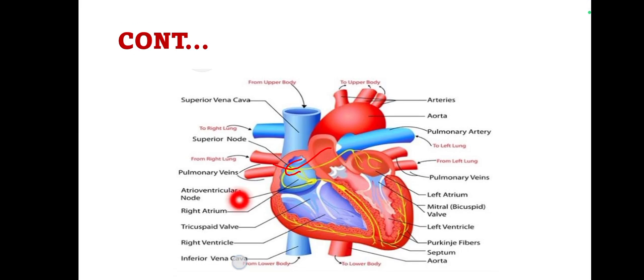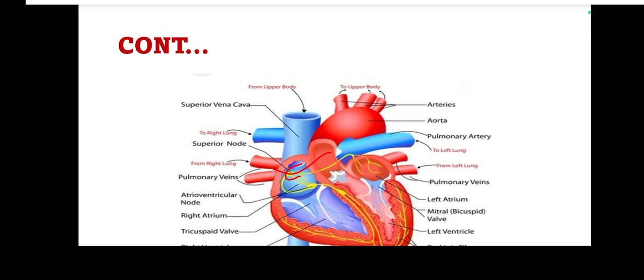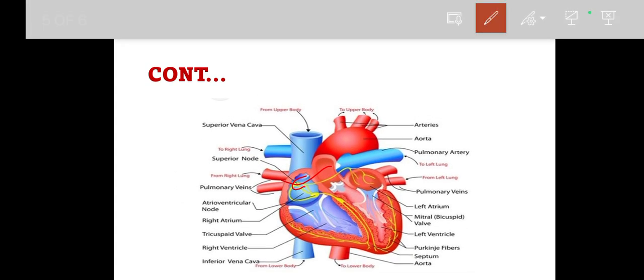Same as from the lower part of the body, all the deoxygenated blood from the legs, from the thigh, from the femoral area, from the abdomen, from all the area of the lower part of the body, comes into the right atrium through this inferior vena cava.